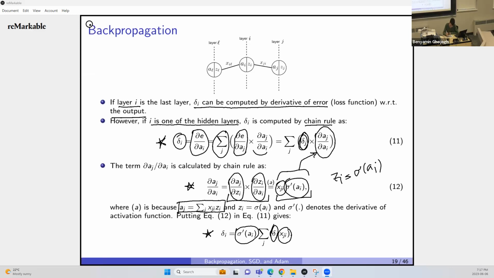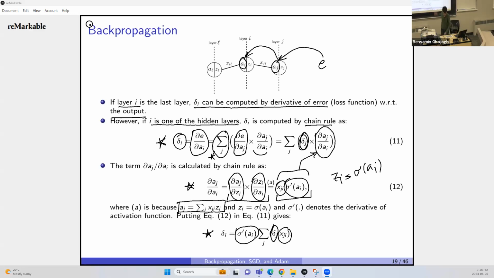Derivative of E with respect to AI. You can write it as summation of derivative of E with respect to AJ, which is the next layer, times derivative of AJ with respect to AI. So this is the derivative of E with respect to AJ, then the derivative of AJ with respect to AI. But why do I have this summation over J?